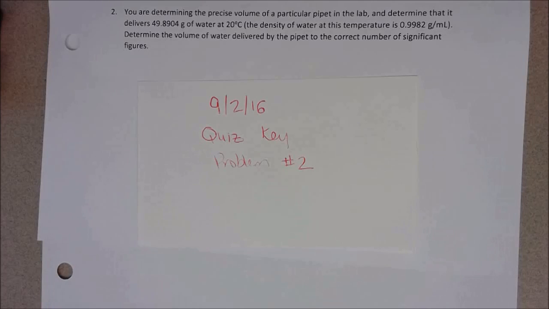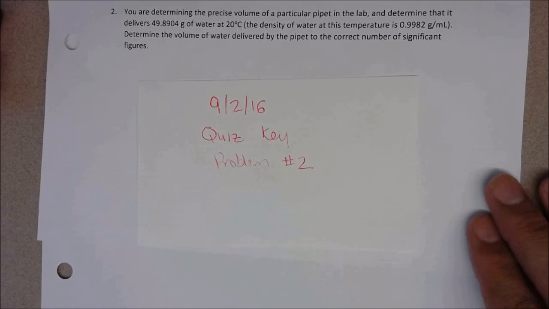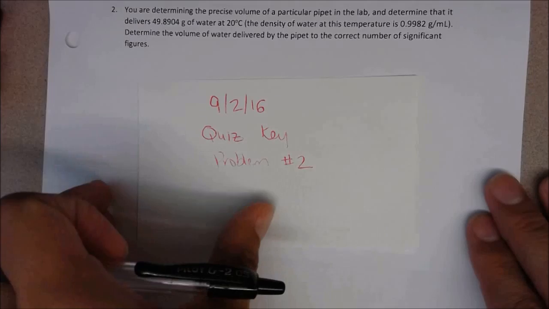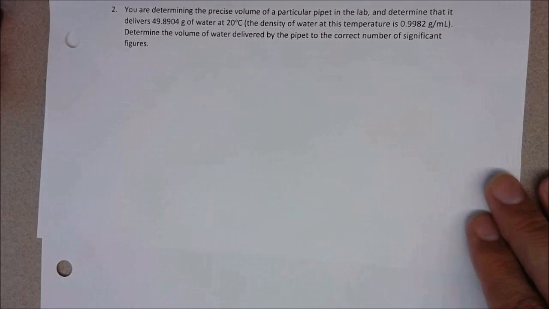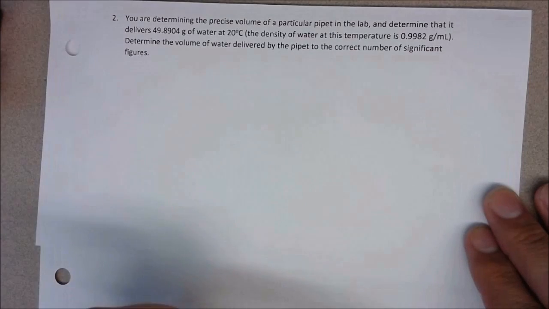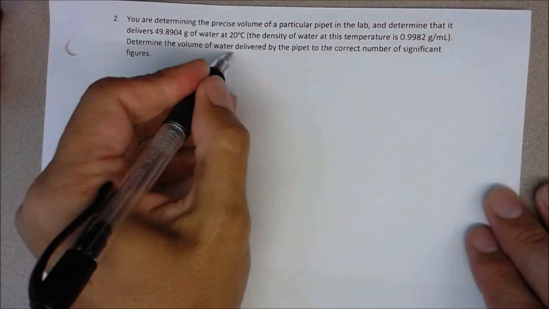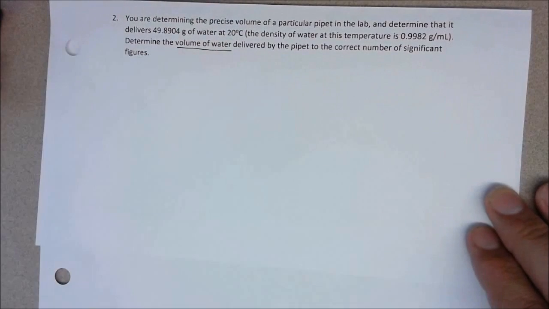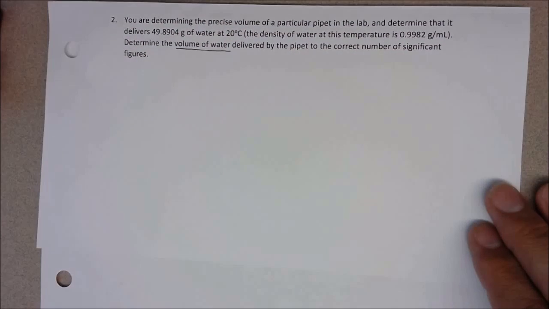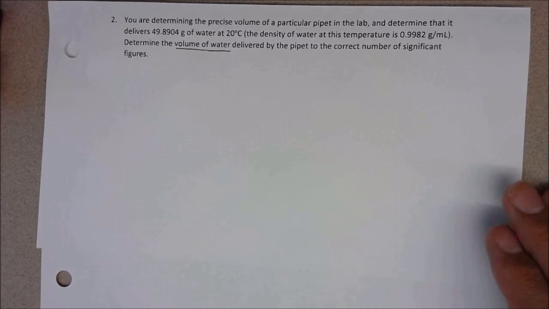This is a video key for the Chemistry 111 quiz given on September 2nd, 2016, specifically focusing on problem number 2. The problem asks you to determine the volume of water delivered by a pipette at a specific temperature. The temperature is only important in that the density of water varies by temperature, and so the temperature is given so that you know when that density is true.